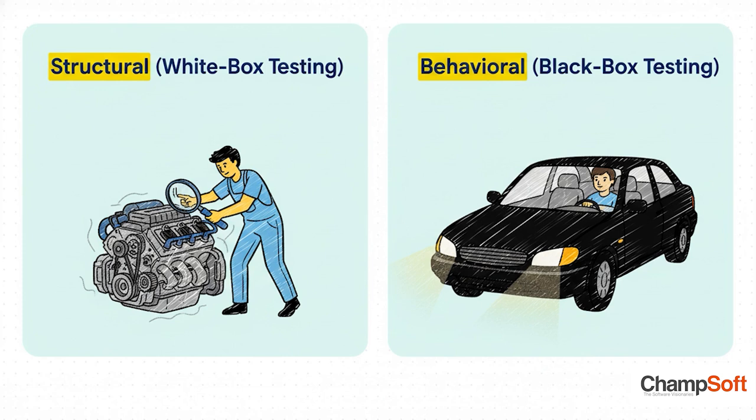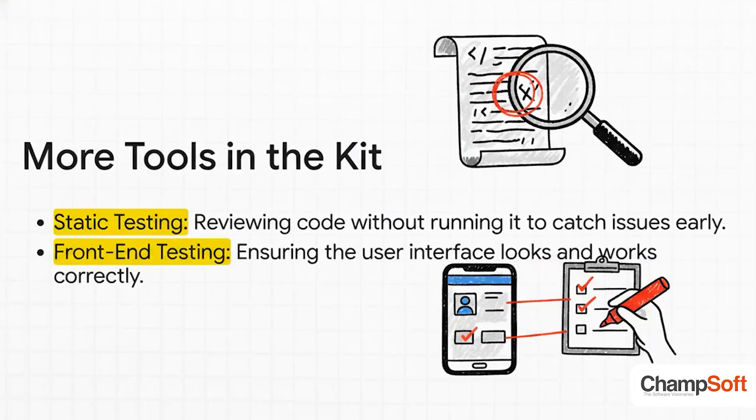Then, on the other hand, you have behavioral, or black box testing. This is more like being the driver. You get in the car, you make sure the brakes work, the radio turns on. You don't really care how it works, just that it works from your point of view. But the toolkit doesn't stop there. There's also static testing, which is kind of like a grammar check for your code. It happens before you even run the program, catching typos and little errors automatically. The engine isn't even on for this one.